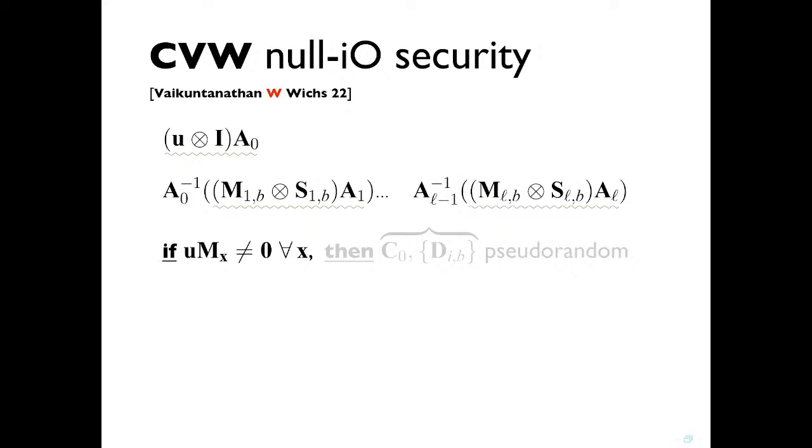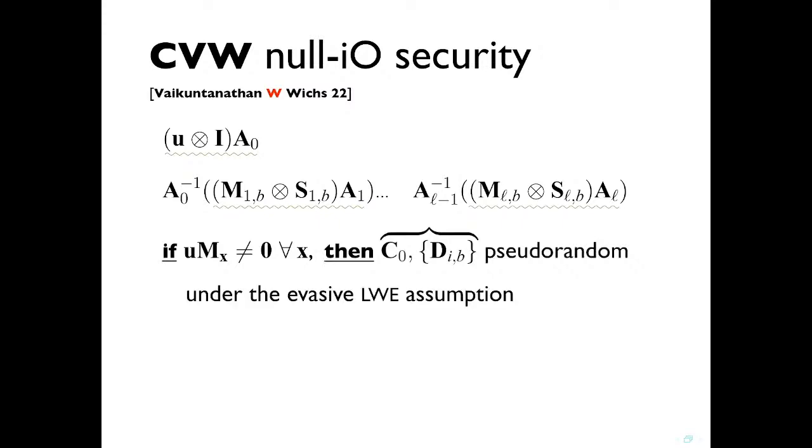We also prove NIO, whereas the concurrent work only proves witness encryption. Roughly what we want to show is that if this is a null program, which means that U times the subset product of the M matrices is non-zero for all X, then this encoding is pseudo-random under the evasive RWA assumption. By pseudo-random, I mean this is a random matrix and these are random Gaussians. So how do we prove a statement like this?